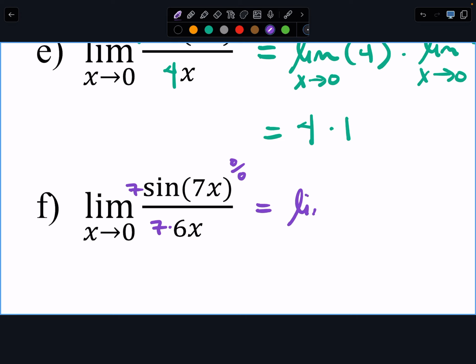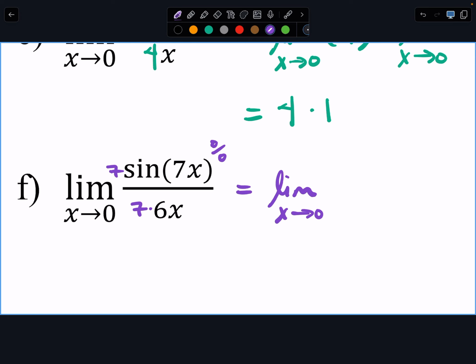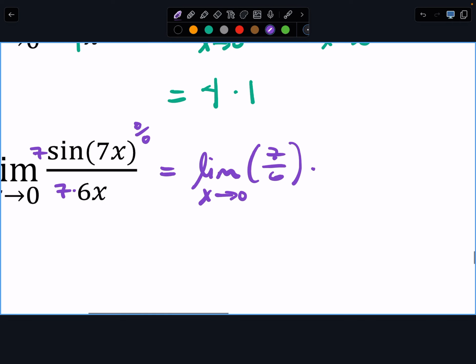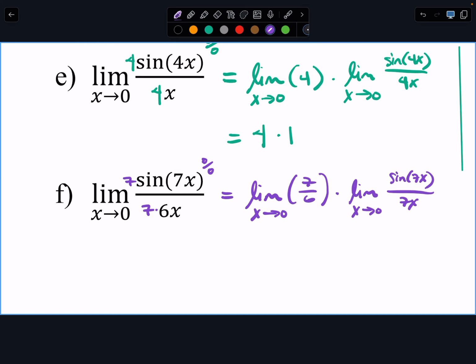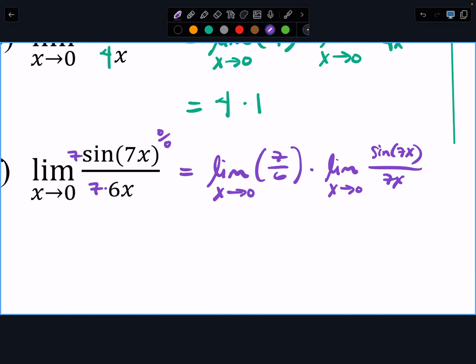So thinking about applying that limit property, I could think about taking the limit of 7 over 6 times the limit as x approaches 0 of sine of 7x over 7x. By the commutative property of multiplication, you can switch the order of those factors. And then by the product limit property, we would get 7 over 6 times 1, which is just 7 over 6.